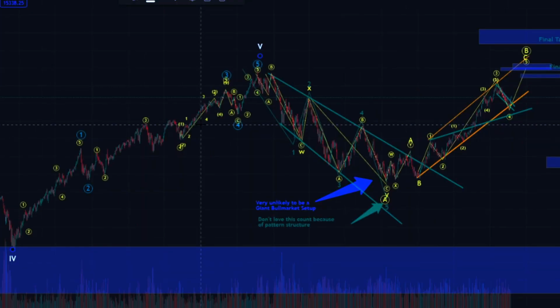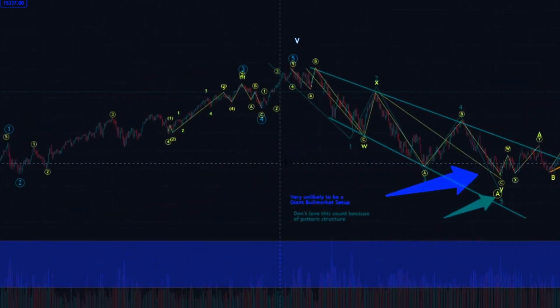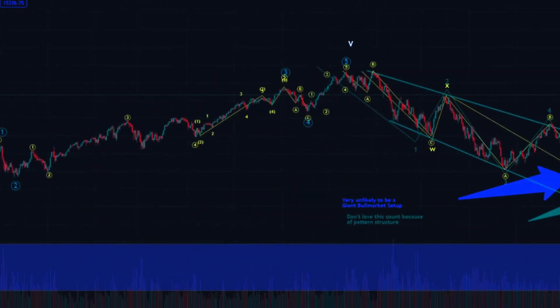Basically, the idea here and the whole idea with Elliott wave is that the market moves in a fractal nature, meaning that there's impulses and corrections within larger degree moves all the way down to small time frames like the 15-minute and the 5-minute.